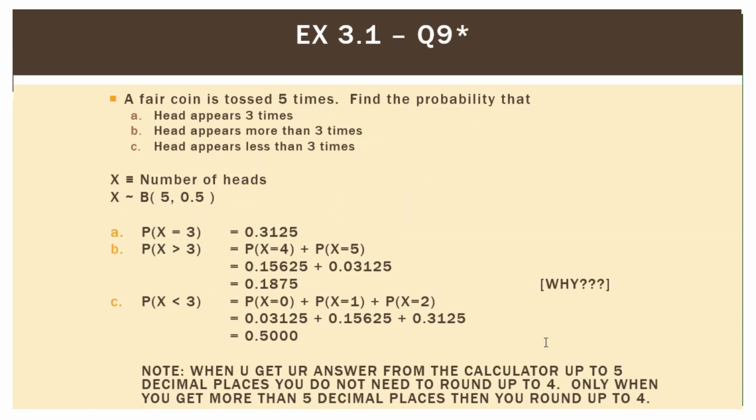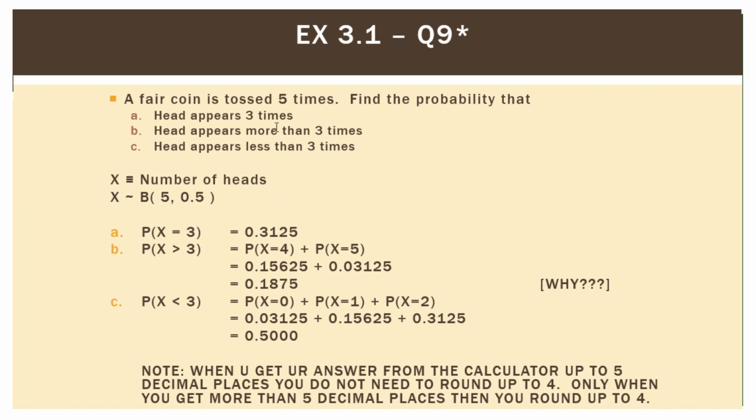Okay, same goes to this question. A fair coin is tossed 5 times. Your N is 5. What's the probability you get? What are we looking for here? Number of heads, right? Why? Head appear 3 times, more than 3 times. So we're looking for number of heads. So what's the probability of getting a head when you toss the coin? 0.5.